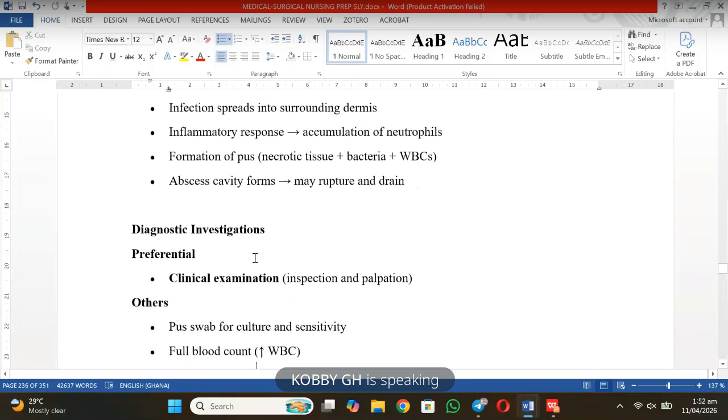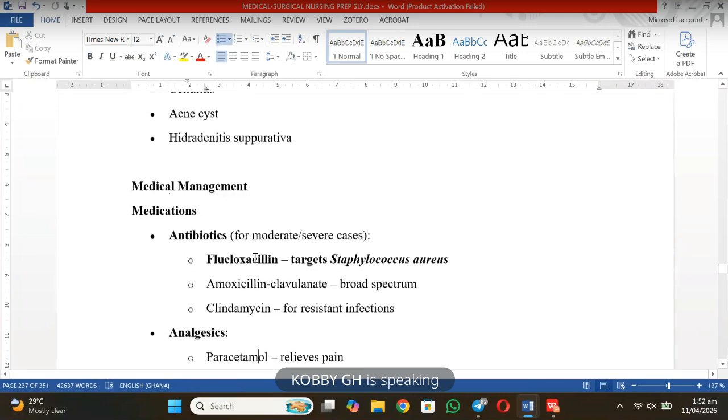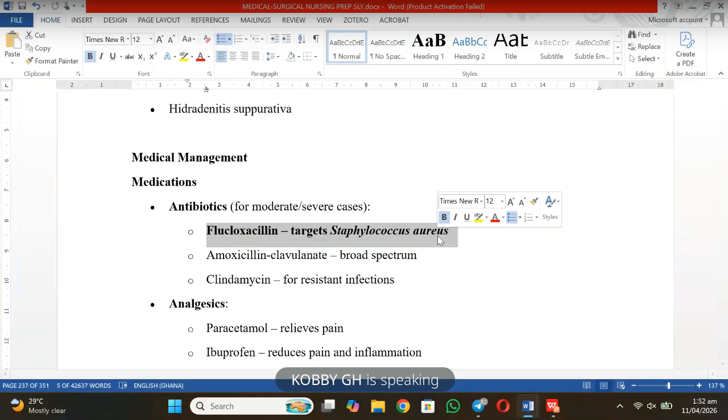Good. So remember, the causative organism is Staphylococcus aureus. Now, we usually treat this condition with antibiotics. The commonest or first line antibiotic for this kind of condition is flucloxacillin. Flucloxacillin. Pay attention to this medicine. This is the commonest medication they use in the management of pharyngeals and carbuncles.